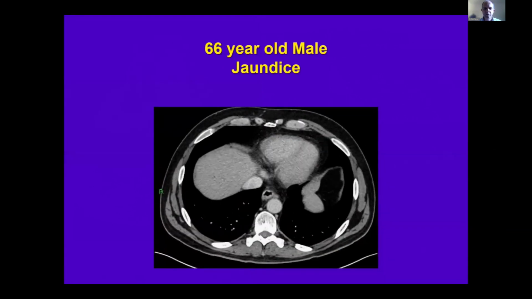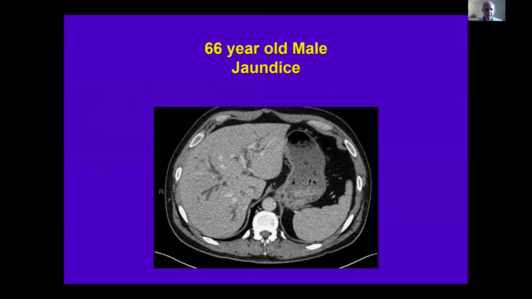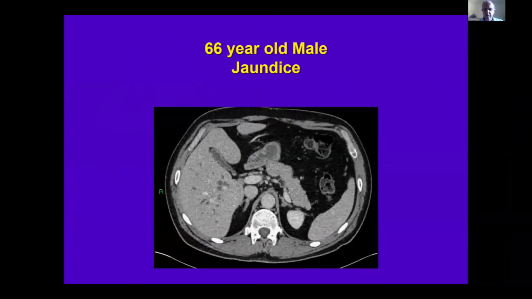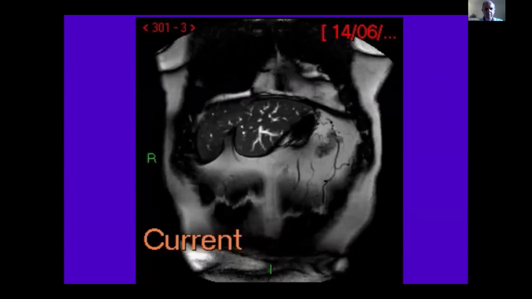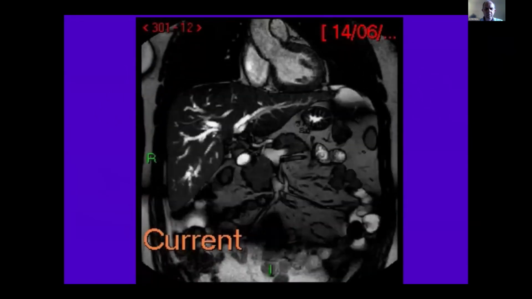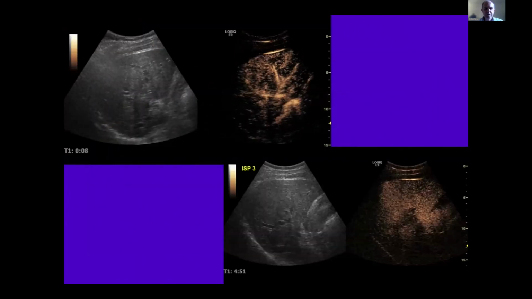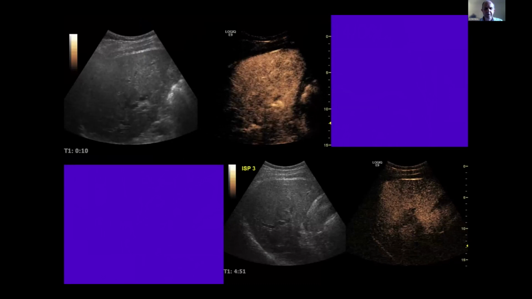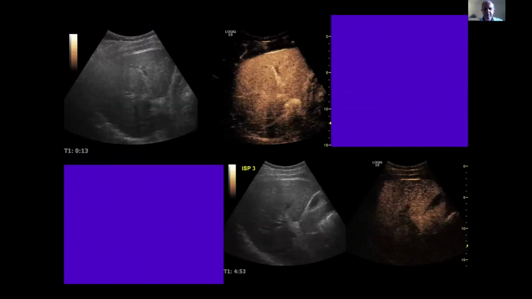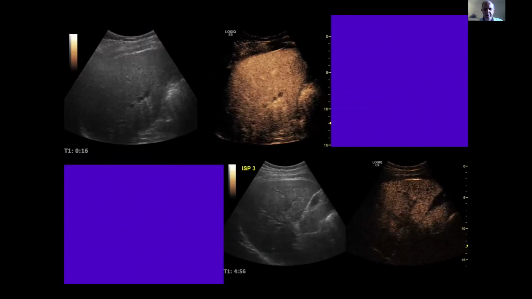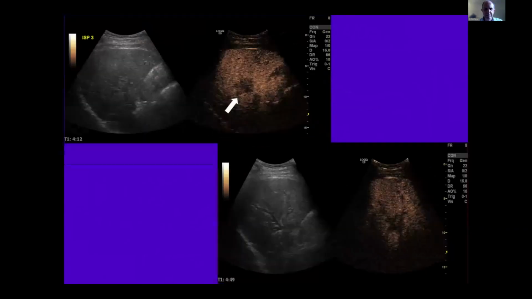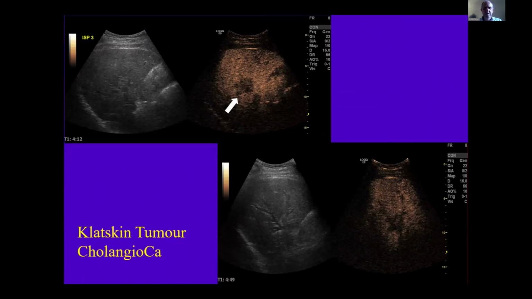Here's a patient who's jaundiced with widespread biliary duct dilatation throughout the liver on CT. And then they went for an MRCP, which showed, again, dilated ducts. And these all converge at the hilum of the liver, but no mass could be seen on CT or MR. So we gave some contrast agents, and there's enhancement in the arterial phase. And now you can see that there's a defect at the hilum there, which is developed. And then this was biopsied and was confirmed as a Klatskin cholangiocarcinoma.